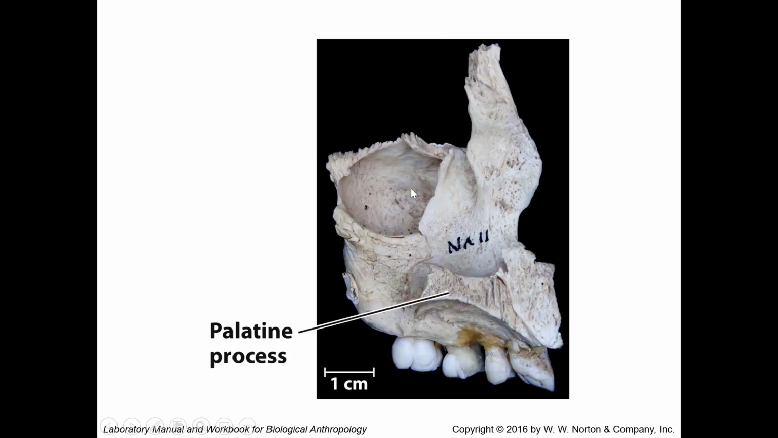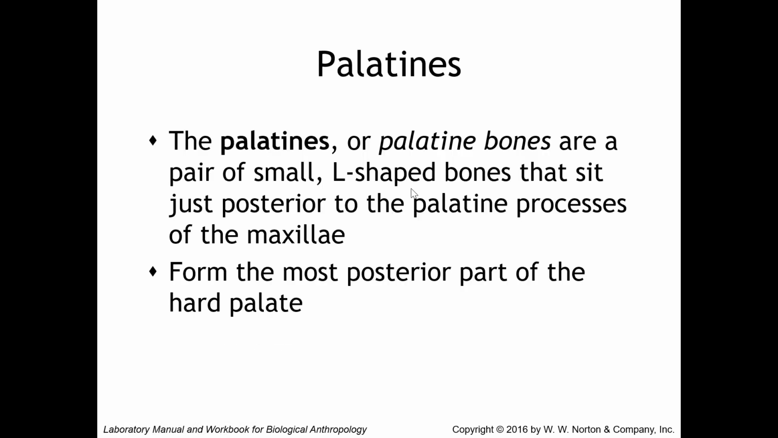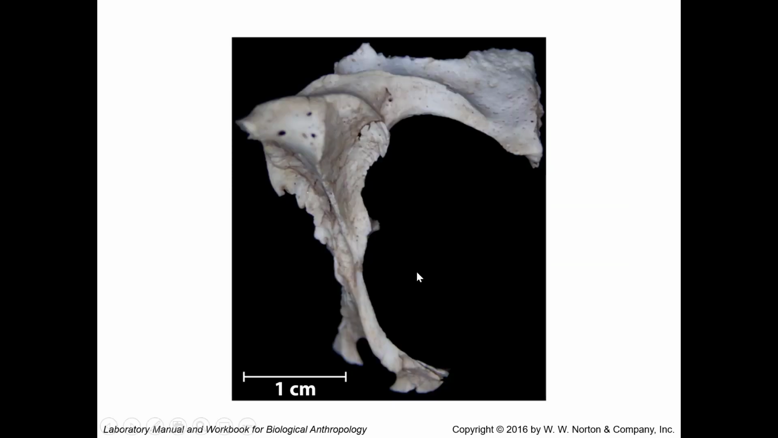So moving from the maxillae, we're going to see the palatines. And the palatines are these L-shaped bones, right? It's a pair of small L-shaped bones, and they sit just posterior to the palatine processes of the maxillae. So you can see they are L-shaped. They form the most posterior part of the hard palate, so the farthest back part of the hard palate.